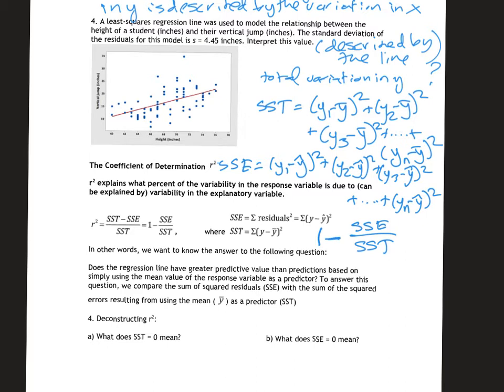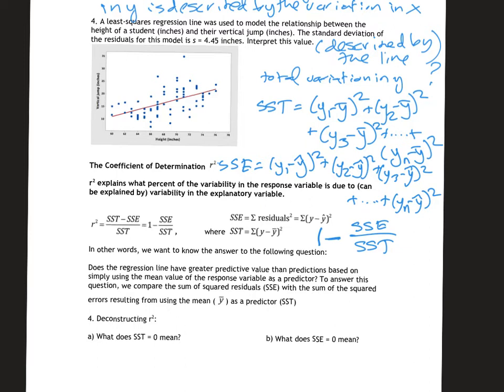So in order to figure out what percent of the variability in my response variable is due to variability in the explanatory variable, in other words, how good of a predictor we're dealing with in my least squared regression line, it would be 1 minus the sum of squared residuals over the total variation, the sum of y minus y bar squared.